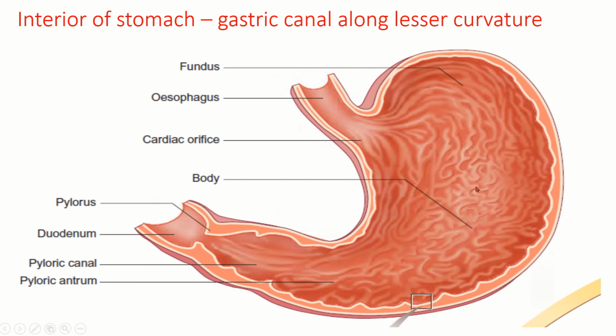Now this is the interior of the stomach. See these rough impressions or folds. These are important for mixing the food contents. If you observe, from the cardiac orifice to the pyloric canal along the lesser curvature is the gastric canal. So liquids tend to pass through the gastric canal. They will not spread more towards the greater curvature.